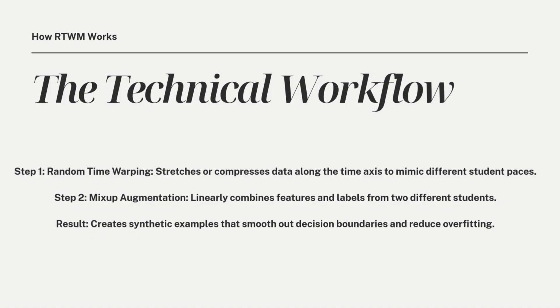Methodology, the technical workflow. So, how does RTWM actually work? It combines two key strategies. First, we use random time warping. This involves stretching or compressing a student's activity log along the timeline. This simulates real world behaviors like a student who engages intensively for a week and then slows down, or vice versa. Secondly, we apply mixup augmentation. This linearly combines the records of two different students to create new synthetic examples. This forces the model to learn smoother decision boundaries, reducing the risk of overfitting and making the system much more robust to noise.